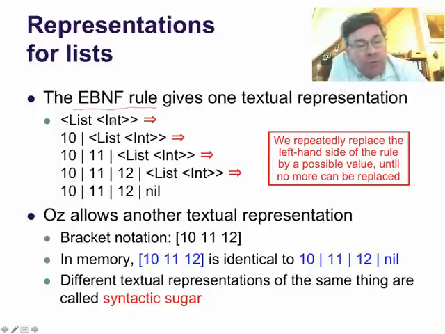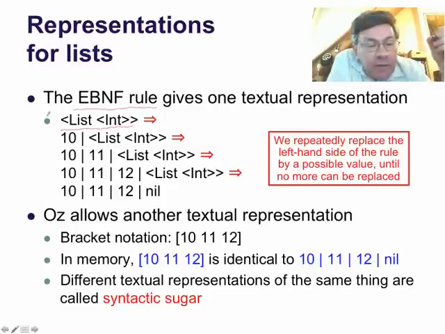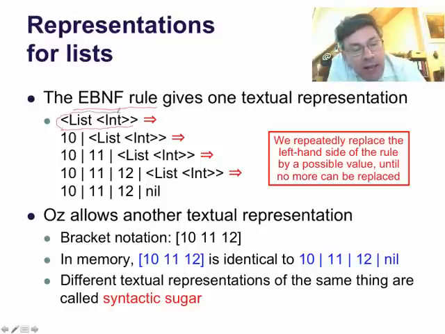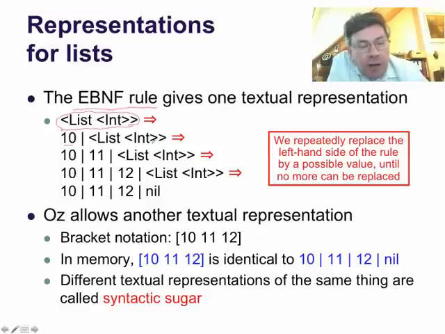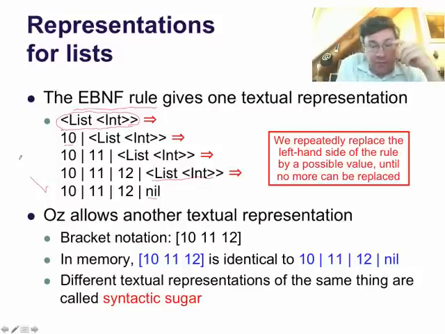So what we do is we start with the left-hand side of the grammar rule, <list int>, and we replace repeatedly each left-hand side by one of the possibilities of the right-hand side. So for example, <list int> can be replaced by 10 | <list int>, and so on, <list int> again by 11 | <list int>. Eventually we can replace the <list int> by nil, and then there are no more left-hand sides, so we have a list. So that's one textual representation.